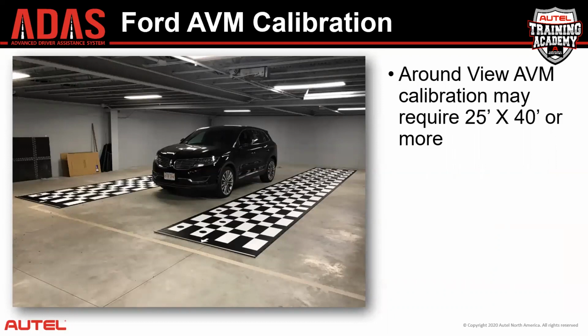Then there comes some calibrations like around view monitoring. Some vehicle manufacturers, Ford, some Volkswagen Audi, and some Porsche vehicles have very large around view monitoring patterns. So you can see this Lincoln SUV being calibrated here. Those around view monitoring mats are 5.5 feet wide and 37 feet long, and there's 2 of them. So besides that length and width, you also need room to be able to walk around the vehicle. So the bay space requirement for this particular calibration is in the 25 by 40 foot range.